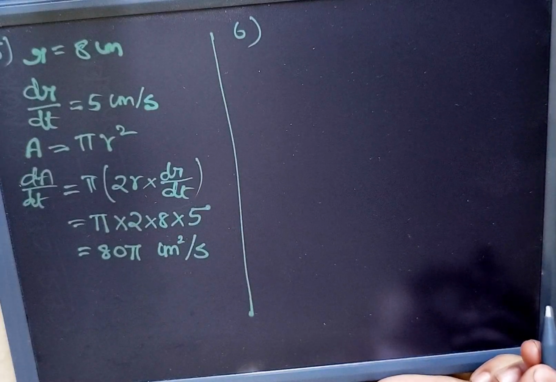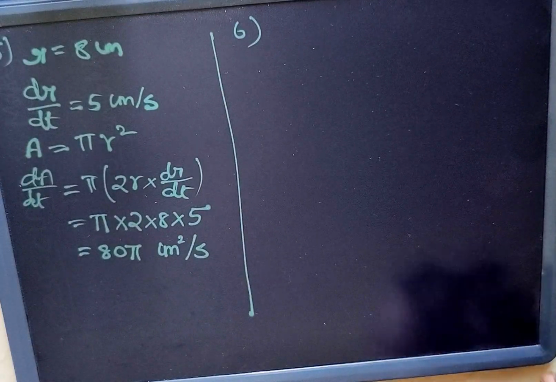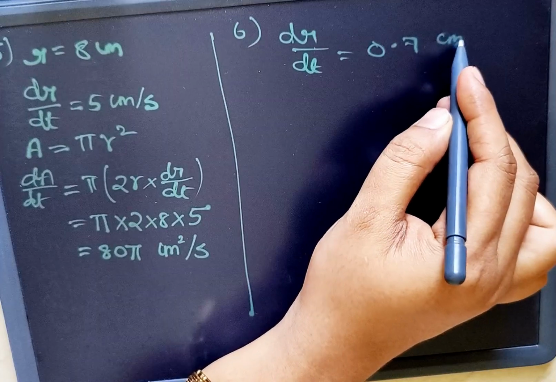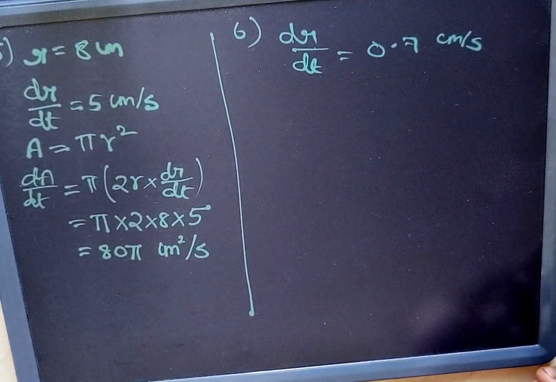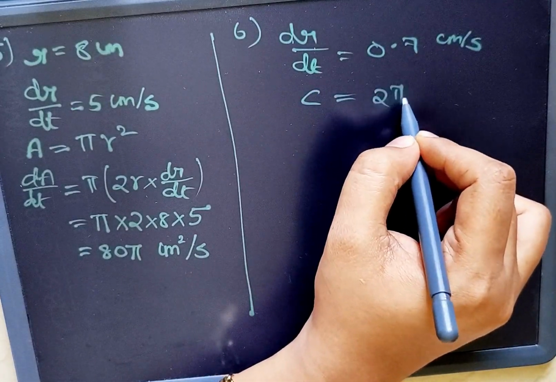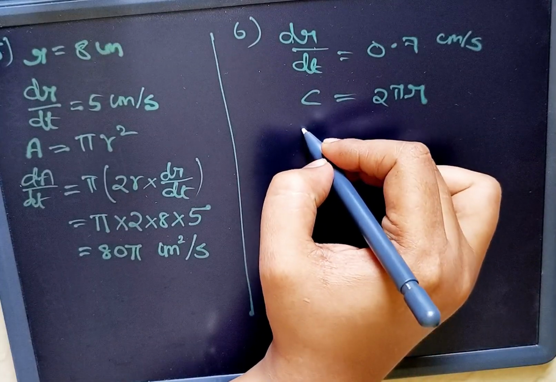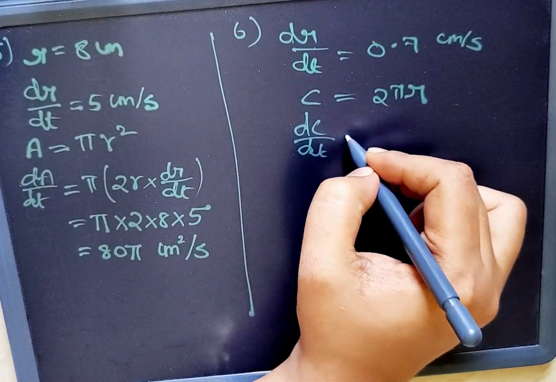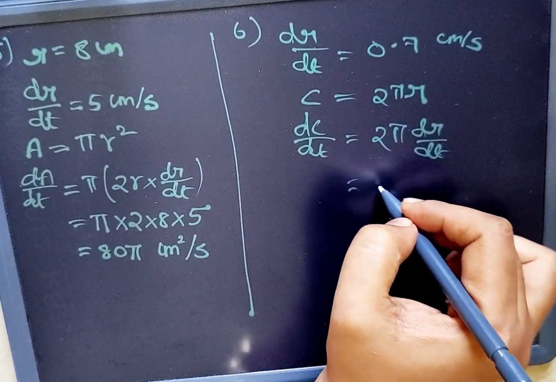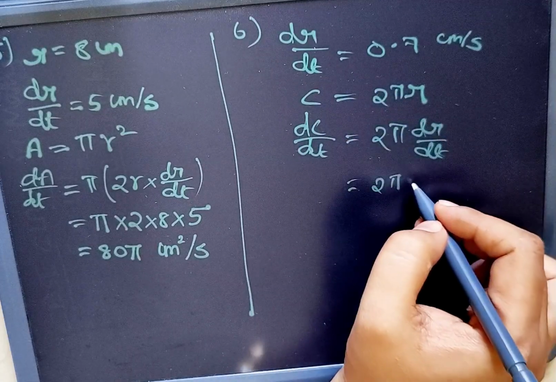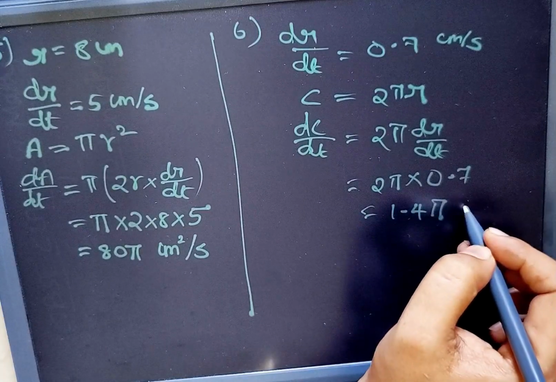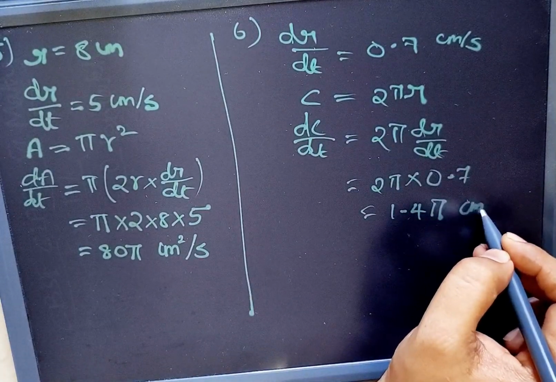Question number 6. The radius of a circle is increasing at the rate of 0.7 centimeter per second. So it is dr by dt, value they have given 0.7 centimeter per second. What is the rate of increase of its circumference? So circumference let us denote as C. Formula will be 2 pi r. We are differentiating both sides with respect to t. So dC by dt, 2 pi is constant, and differentiating r with respect to t, we get dr by dt. So substituting the value for dr by dt, it is 0.7. So it will be 1.4 pi, and the units will be circumference, it is centimeter, time it is seconds.